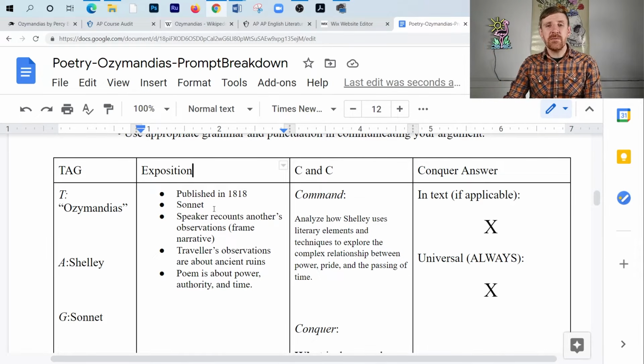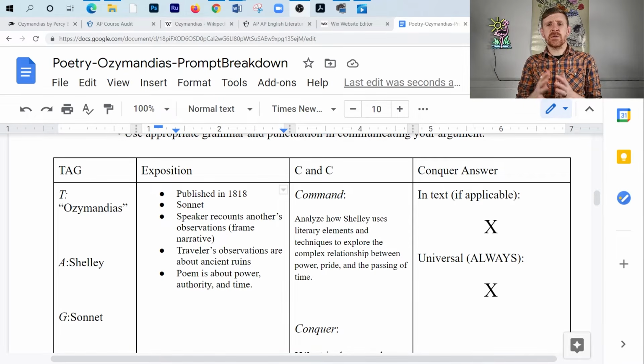I did put that it was marked that this was a sonnet, so it's not just a poem, it's a sonnet, okay? Please note, though, this sonnet structure does deviate from the norm just a little bit. We also want to recognize here that the speaker of our poem is recounting the observations of someone else. This is important because right off the bat, that establishes a frame narrative.